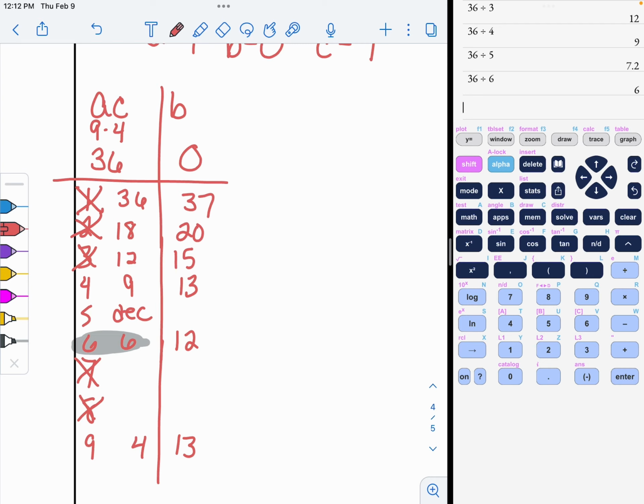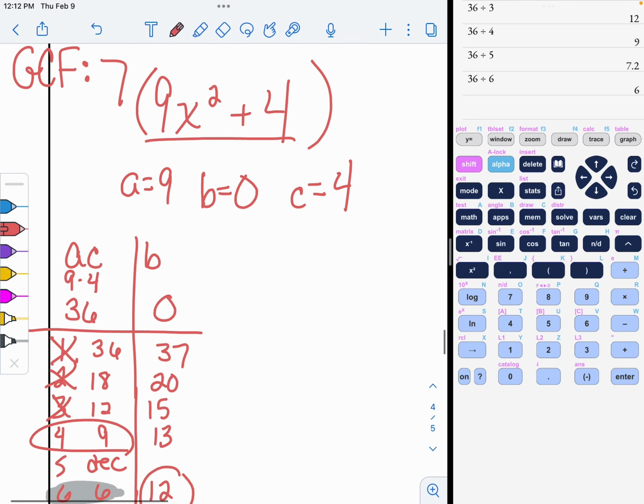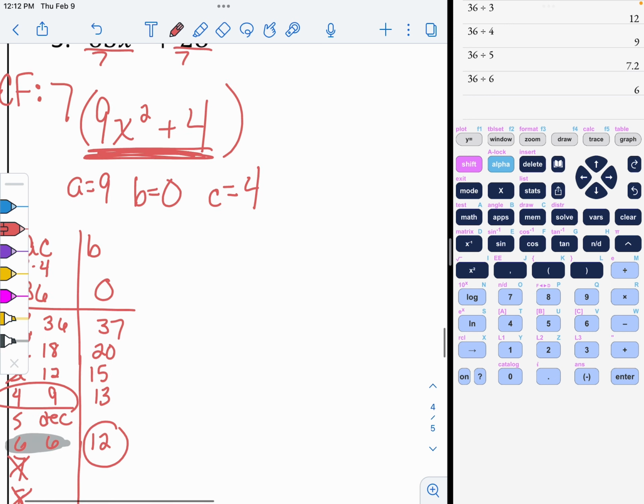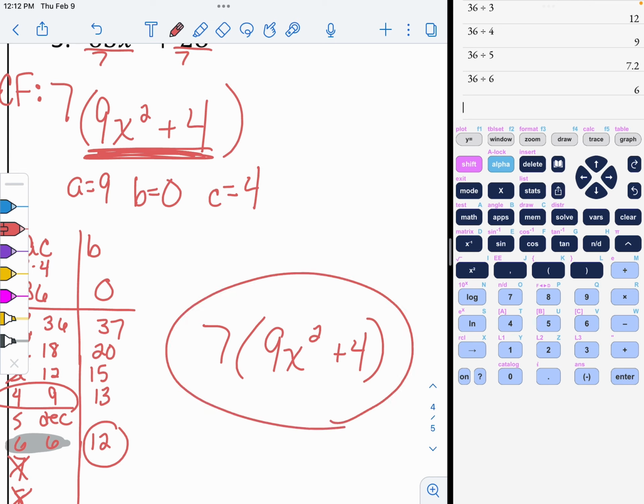So because I got 12 and I can never get a 0 out of this because I started repeating my process, this binomial right there is prime. So my final answer in factored form is my GCF and my binomial. This is it. This is done. That cannot go through the box system.